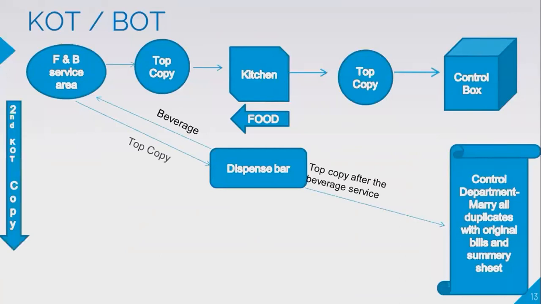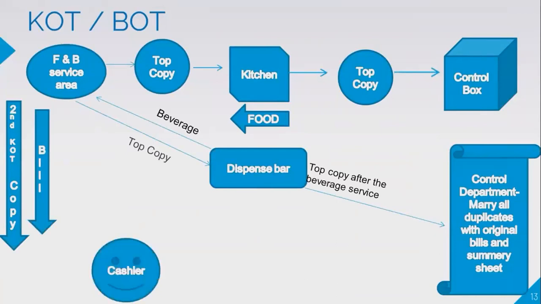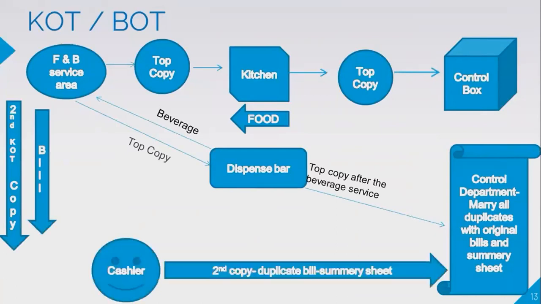Now, second KOT copy is going to come to the cashier. And cashier is going to use the second copy to make the summary sheet, and then the same will be sent to the control department. Now, once he receives the second copy of the KOT, he's going to make the bill and it will be sent back to the food and beverage service area.